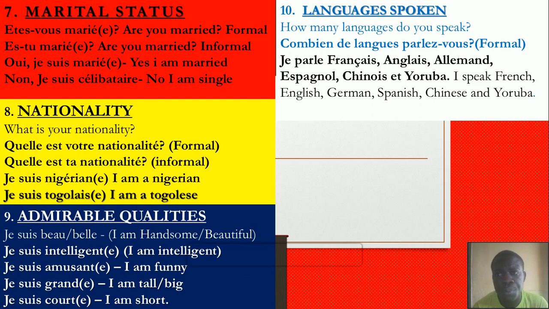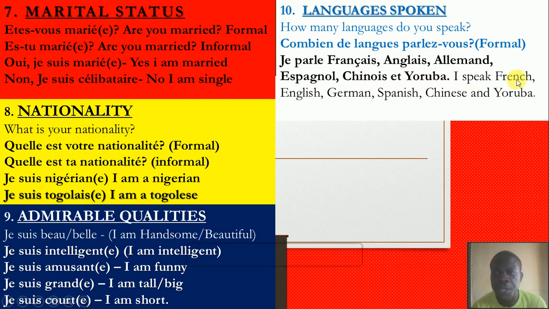How many languages do you speak? In the formal way, you say combien de langues parlez-vous? Very simple. And in the informal way, if you want to say how many languages you speak, you can say combien de langues parles-tu? Parles-tu, informally. Now, the proposed answer here is je parle français, anglais, allemand, espagnol, chinois et yoruba.